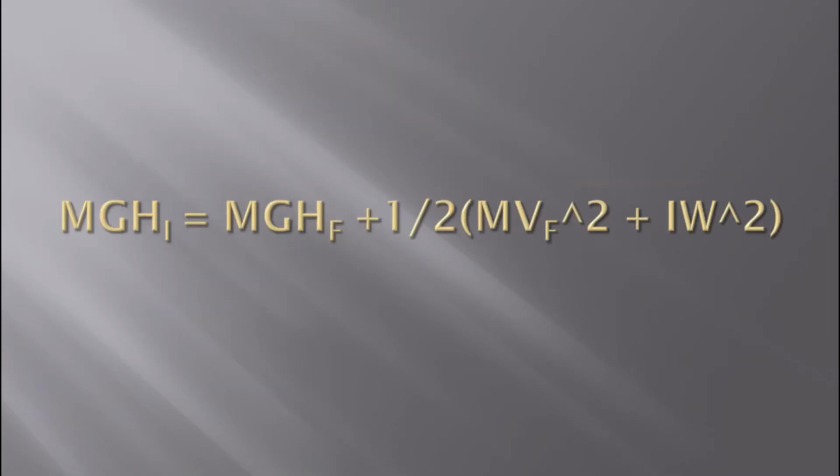But we still have four unknowns in this formula. And if we want to solve the equation and pull out I, we must find these unknowns. We can calculate heights by using a ruler. But for final velocity, we cannot directly find it.